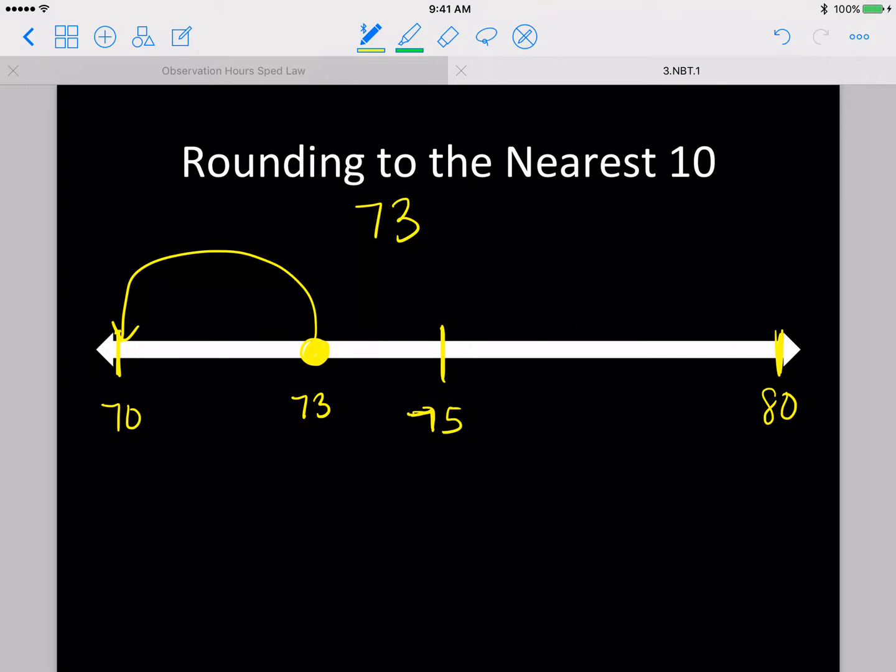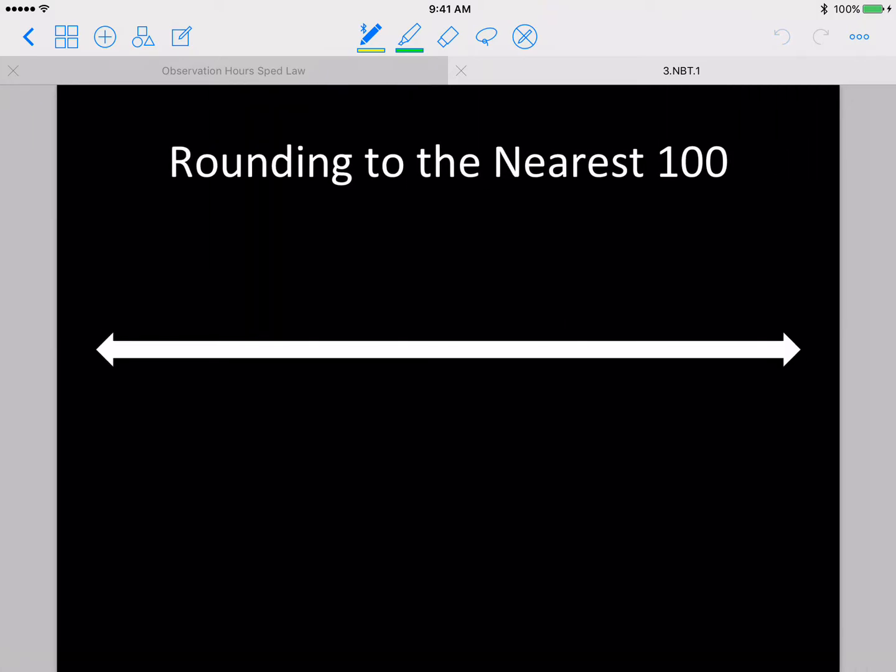So the idea is that we want to figure out which 10 it's closest to for this one. Is it closer to 70 or 80? And with the number line, we can see that it's closer to 70. So there's another example of rounding to the nearest 10. Now we're going to round to the nearest 100. Same idea here. We're going to find our endpoints, except this time we're rounding to the nearest 100.